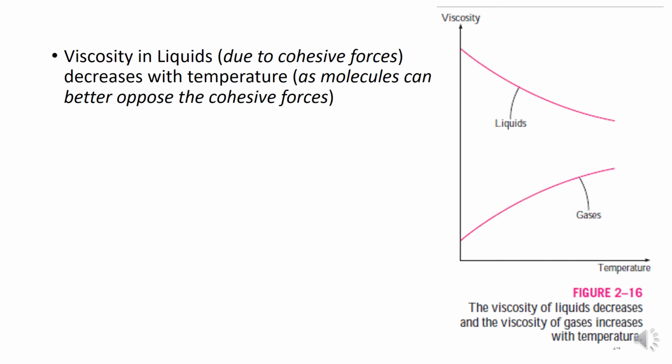Now next, viscosity variation in gases. The variation in liquids, which is mu, will be equal to A into 10 raised to B divided by T minus C, where A, B, C are constants and T is the temperature. So this is the variation of dynamic viscosity with respect to temperature.